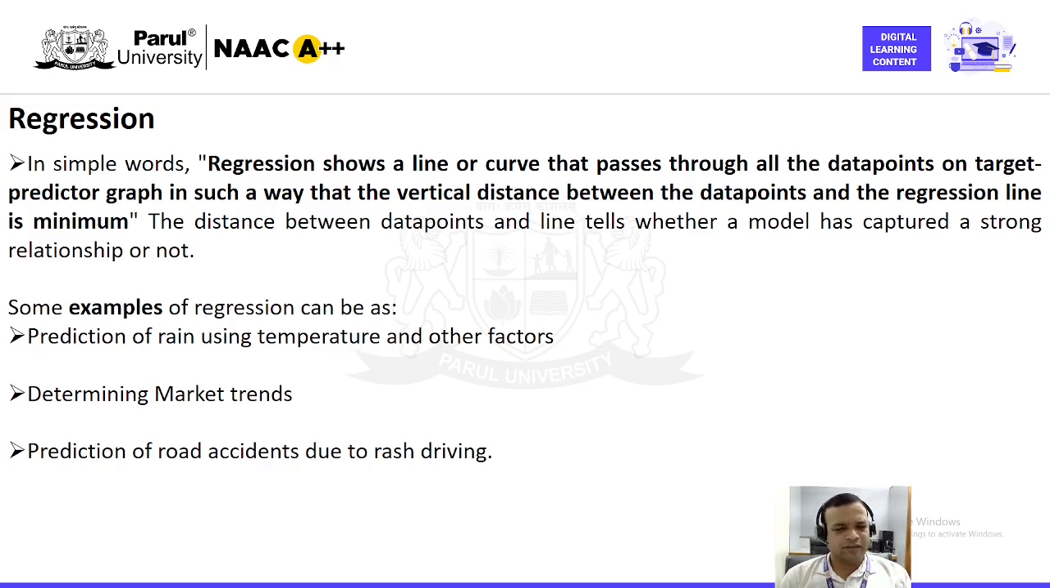These are our daily routine incidents, like road accidents, so you can develop a prediction model for that incident. You can develop a model for temperature prediction, for share market price prediction, and for the rainy season. So these are basic examples to understand regression in a better way.